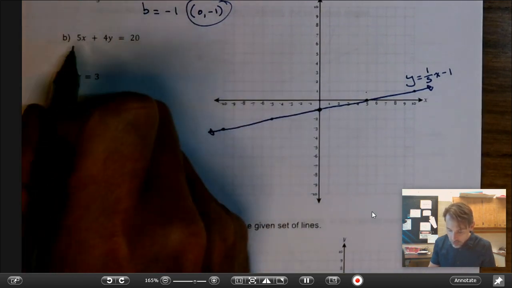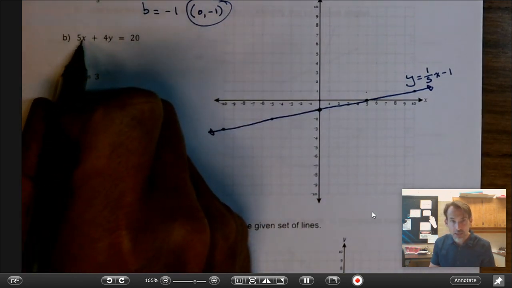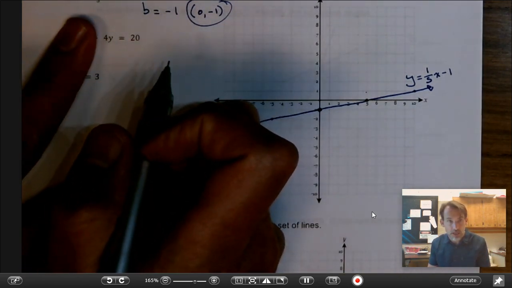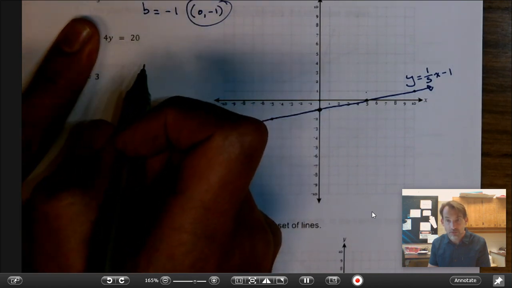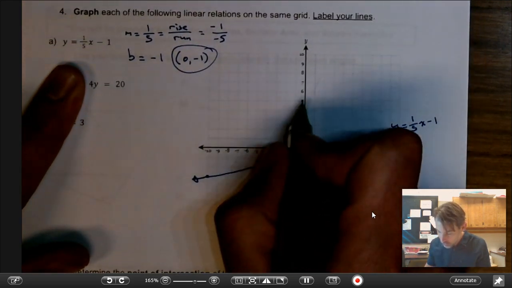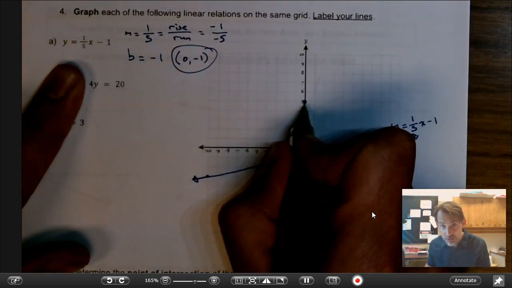Okay, so I'm going to find the y-intercept by letting x be 0. So that's 0, and now I just need to solve for y: y is equal to 20 over 4, so y is equal to 5. All right, so when x is 0, y is 5. Put that on there, that's (0, 5).